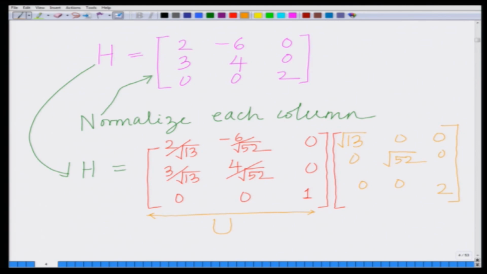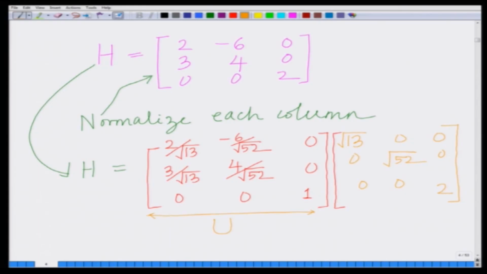Now, you can see that U Hermitian U will be identity, because it now has orthogonal columns and we have normalized each column to have unit norm. Therefore, U Hermitian U will be identity. However, if you look at the singular values, that is square root of 13, square root of 52 and 2, they are not ordered, because square root of 13 is less than square root of 52. I have to arrange the singular values in a decreasing order.